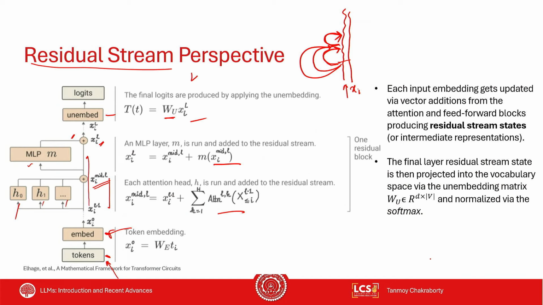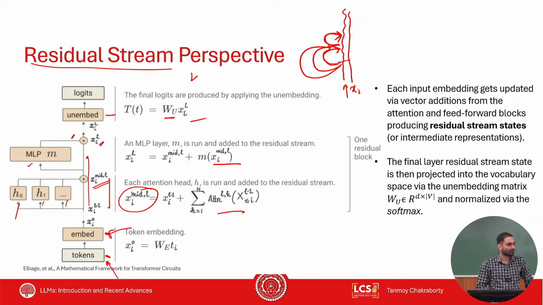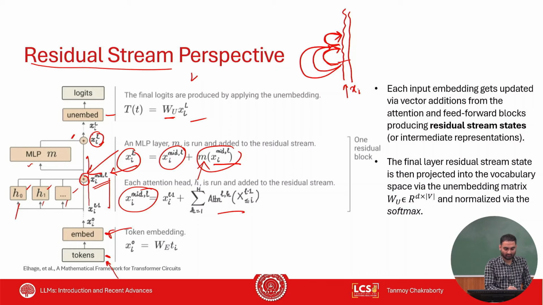Okay, let me go back to the picture again. Look here. So far I have calculated this one, x_i mid L. I have calculated the heads, added them, and produced this one. I'm at this position. Now I need to pass it through the MLP, which is denoted by M here. M is a function which we will segregate later, and this will be added with this, and this will produce the output after the MLP, which we denote as x_i^L.